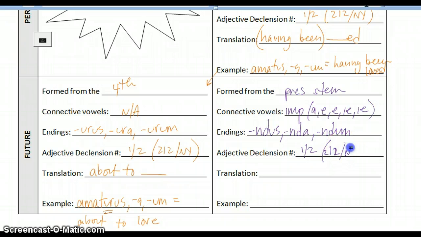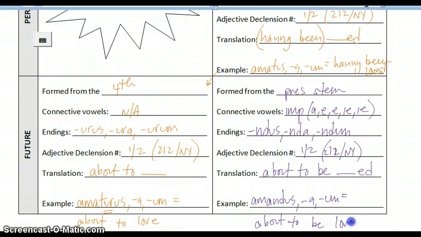The translation will just make the one on the left side sound passive, so "about to be blanked." And the word would be amandus, about to be loved. So if you know anybody named Amanda, literally just the Latin word, it means about to be loved.